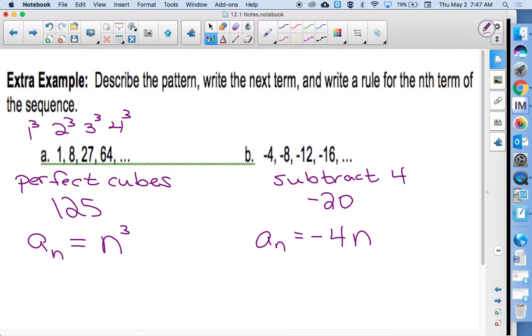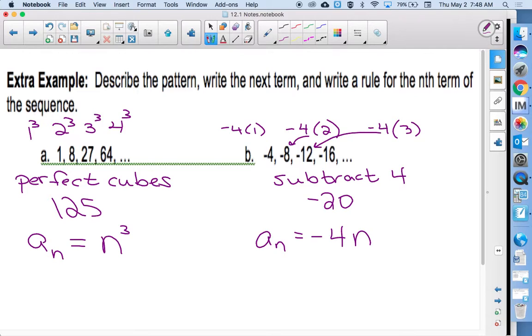So just see if it works. For the first one, you would have -4 times 1. Well, yeah, that makes -4. The second one, you should be able to plug in a 2 because you're plugging the position in to calculate the term. Well, that makes -8. And we would plug in a 3, and that gives us the third value of -12, and so on. If I plug a 5 in, I get -20.